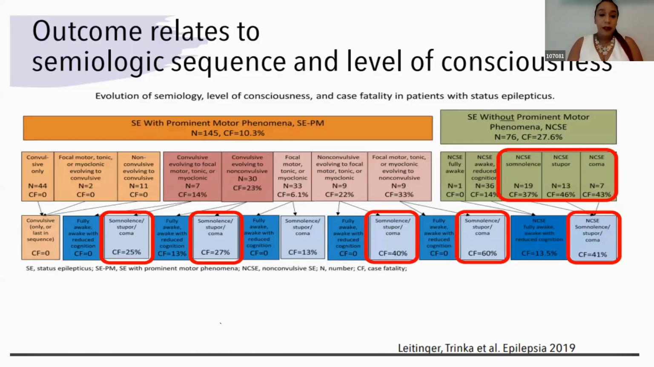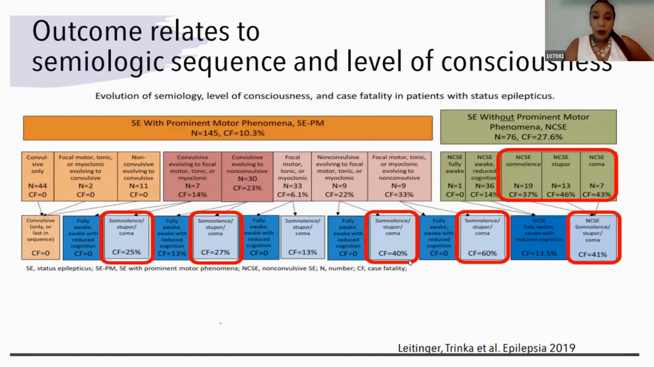And I'll kind of go in detail a little bit here. So the highest that we see in status epilepticus with motor phenomenon is in those patients who have somnolence, stupor, or coma. So if our patients are heading in that direction where they're becoming comatose, we can't arouse them, then their case fatality is going up, right?